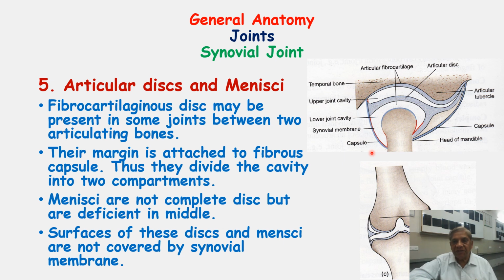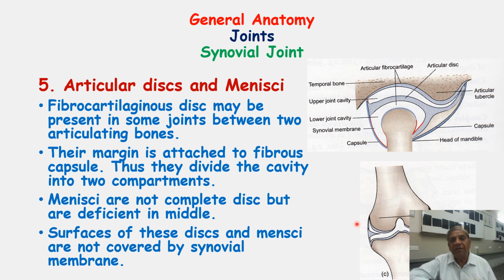Those joints which are subjected to a lot of compressive forces have to be strong enough, otherwise the articular cartilage and bone will be exposed, destroyed, injured. So to avoid that injury to the articulating bones, this disc is there.